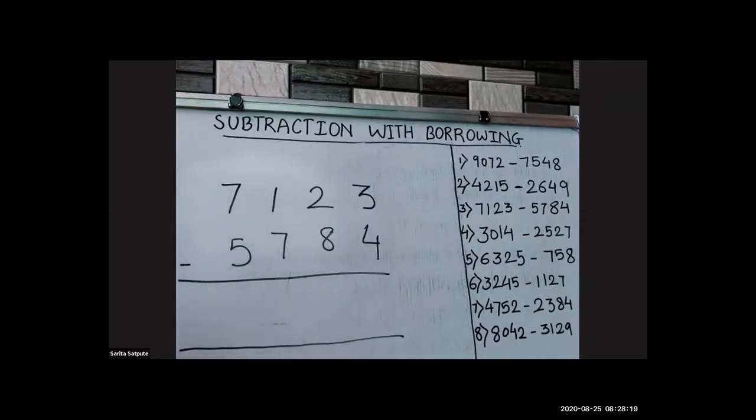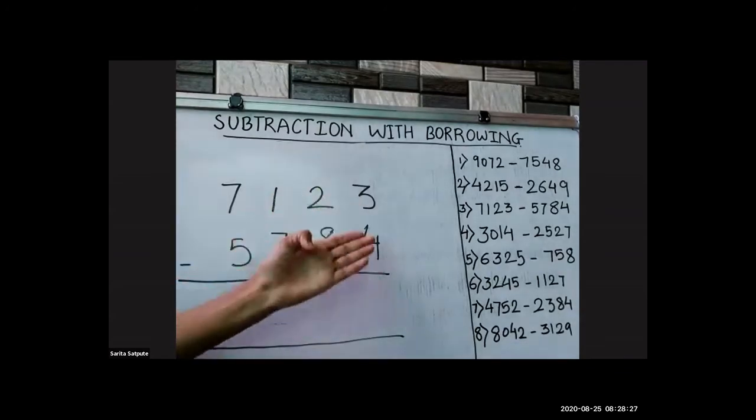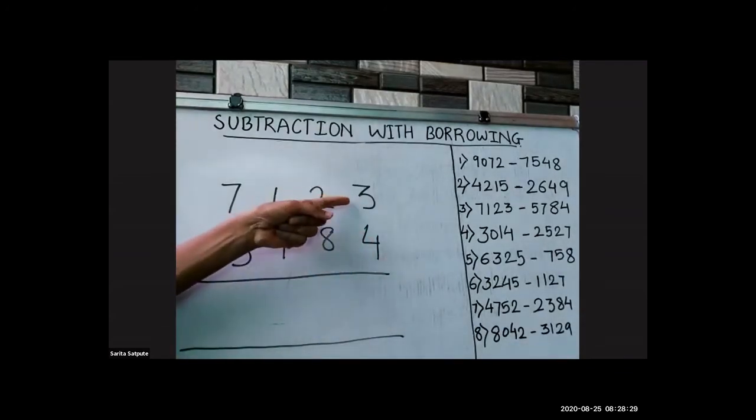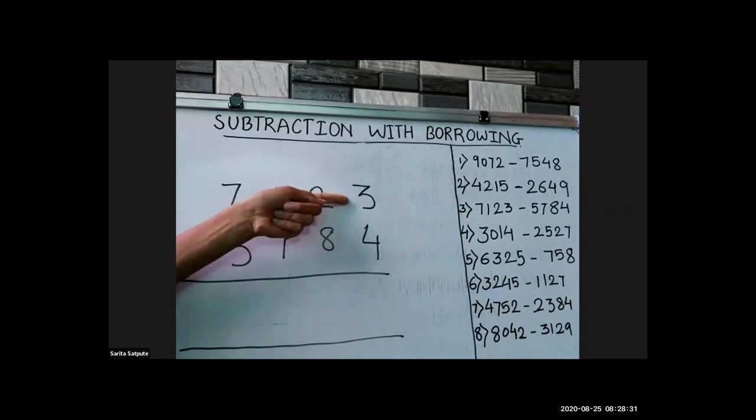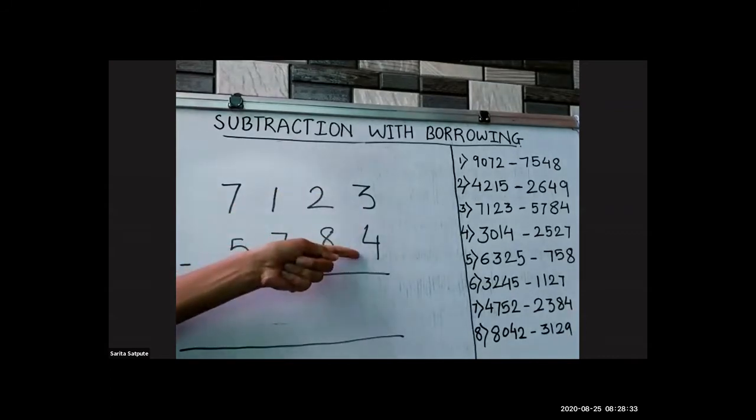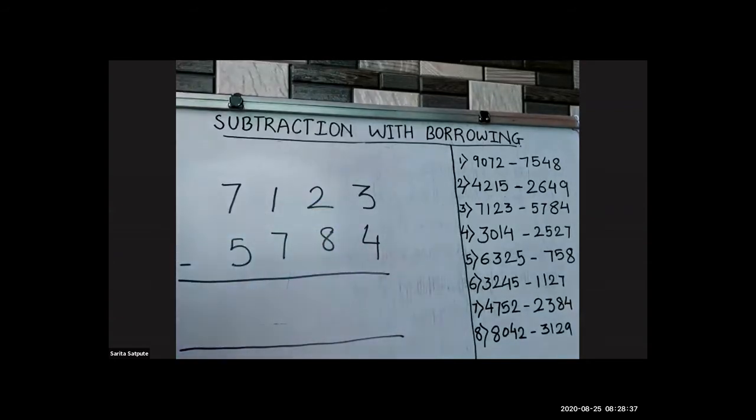So here, can anyone help me with this? How are you going to subtract this question? From the unit place we have to start. At the unit place, one number is 3 and the other number is 4. So you cannot subtract 4 from 3. So what will you do? Yes, Anshika has raised her hand. Yes, Anshika, what will you do?